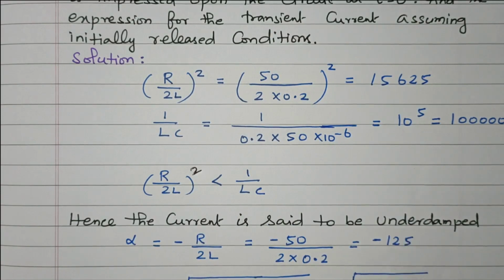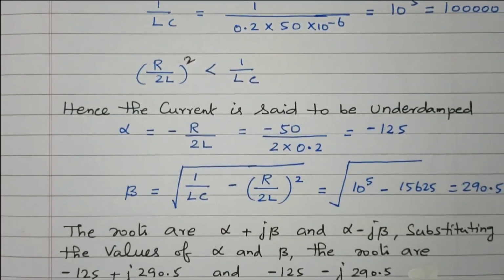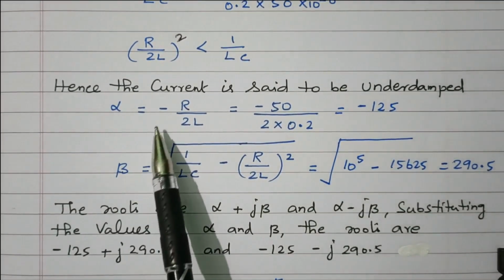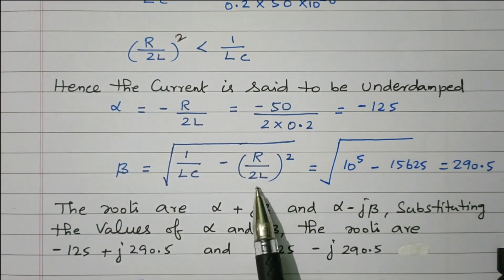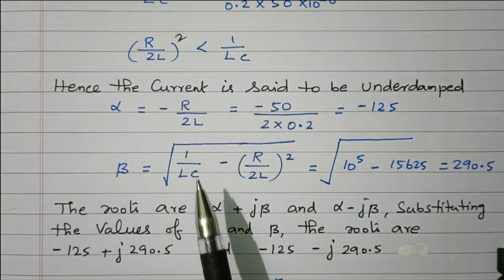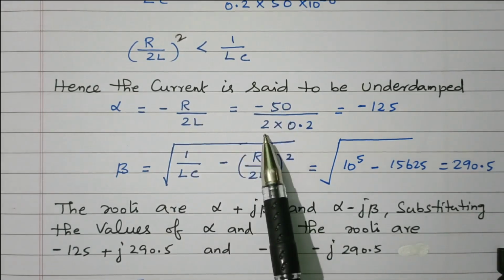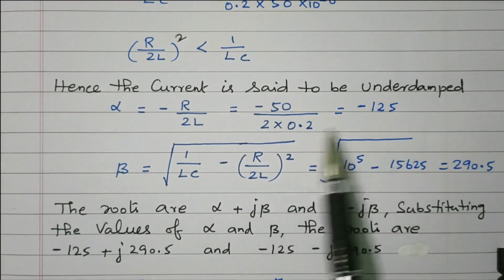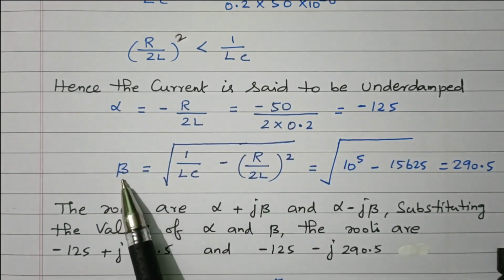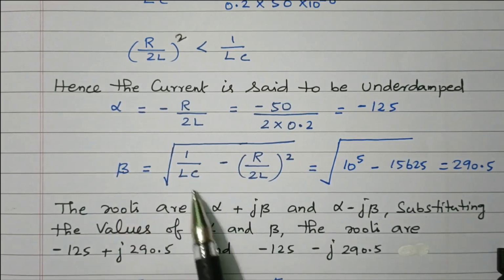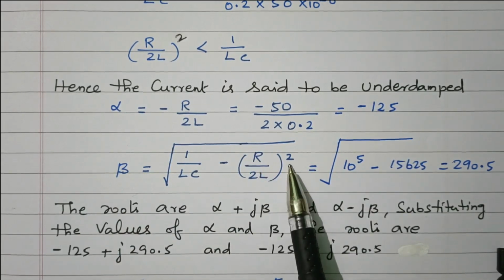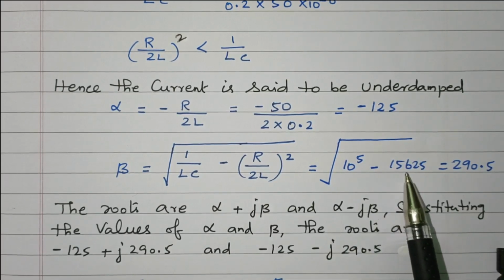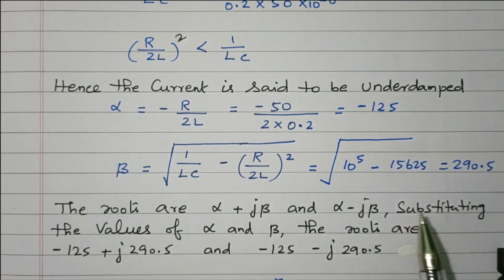Based on that, we have two values available, alpha and beta. Alpha equal to minus R by 2L. Beta equal to square root of 1 divided by LC minus R divided by 2L the whole square. So R by 2L: minus 50 divided by 2 into 0.2, minus 125. Alpha value is minus 125. Beta: square root of 1 divided by LC, that we already calculated, 10 to the power 5, minus R divided by 2L the whole square, also already calculated, 15,625. So it is 290.5. Beta and alpha values are now calculated.